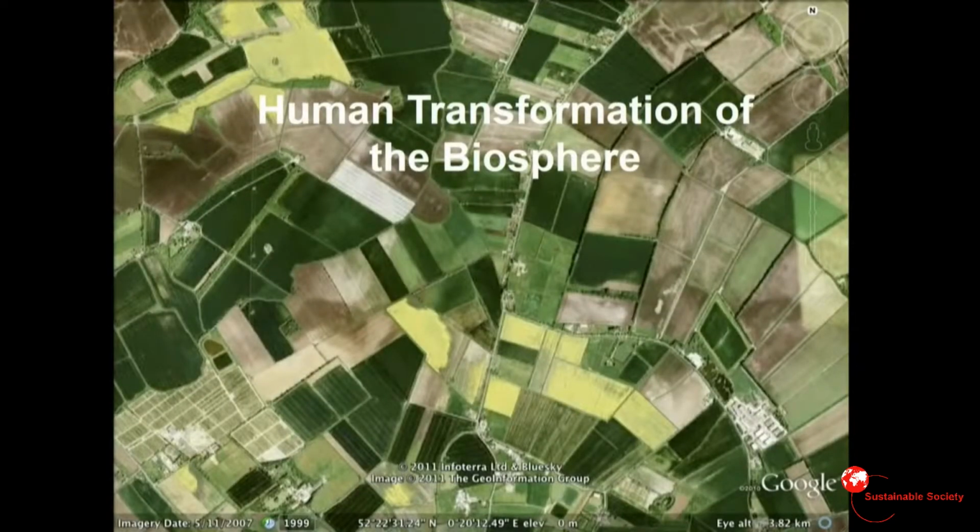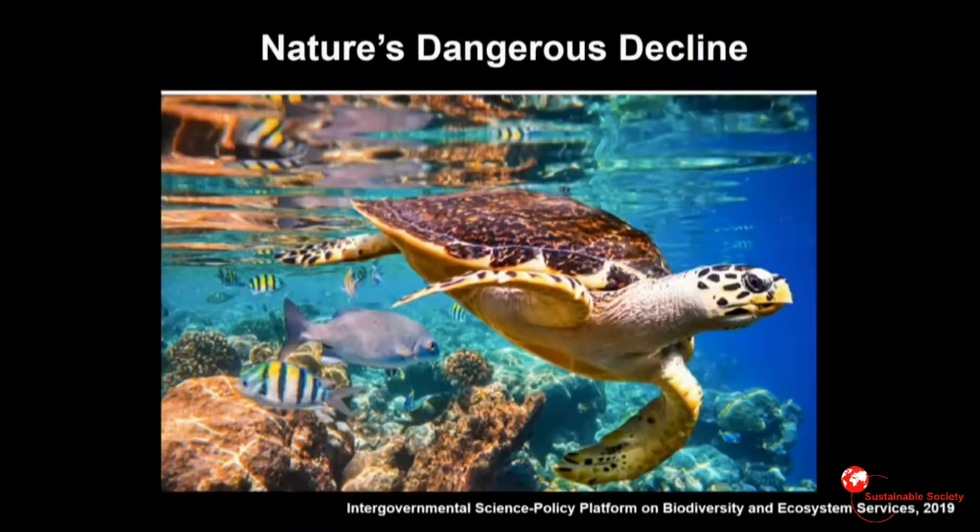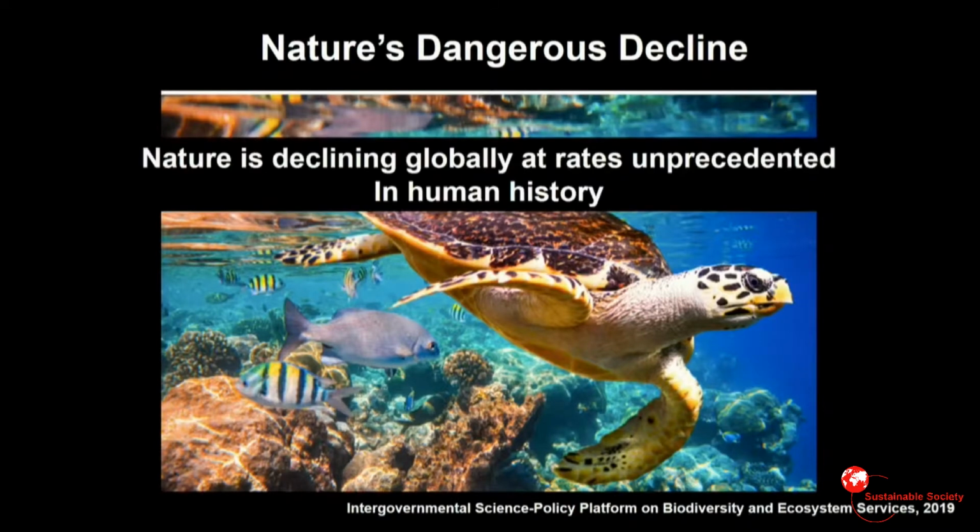And we can look at human transformation of the biosphere. This is what a lot of the land surface actually looks like. But we can actually make some measurements here as well to give us some numbers for how the biosphere is changing. So if you go to the next slide, you can see that there was a big assessment of the changes to the biosphere published last year by the Intergovernmental Science Policy Platform. So next slide, please.